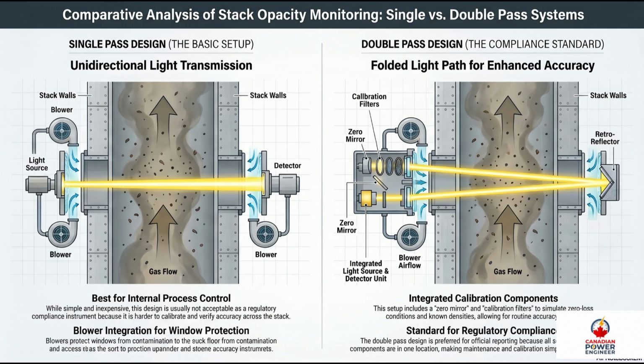You have a light source, or a lamp, mounted directly on one side of the stack, and a detector aligned perfectly on the exact opposite side. The system measures the intensity of the light leaving the lamp, and then the detector measures the intensity of the light that actually survives the journey across the gap. The mathematical difference between those two intensities is your continuous opacity reading. Honestly, it's just really elegant optical engineering.